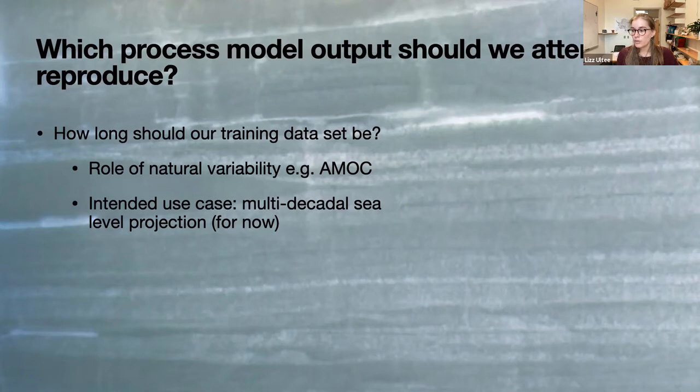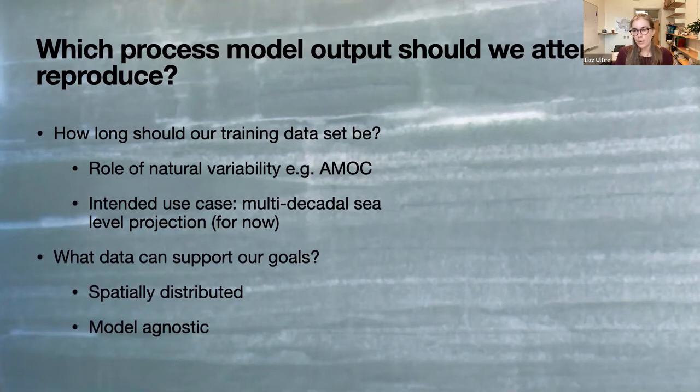We also need to think about our intended use case. So here I'll highlight multi-decadal sea level projection, motivated by the coastal planning that I indicated at the beginning. That's what we intend to do for now. We can build on this method and reevaluate later on if our goals change.